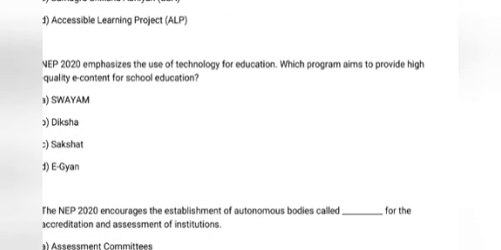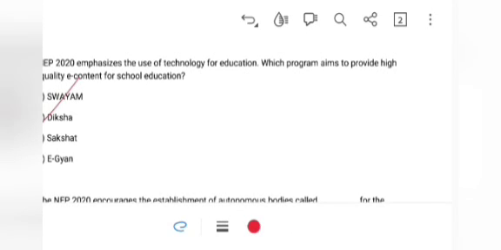The next question: NEP 2020 emphasizes the use of technology for education. Which program aims to provide high quality e-content for school education? Swayam, Diksha, Saksat, E-Gyan. It will be Diksha, D-I-K-S-H-A, Diksha.